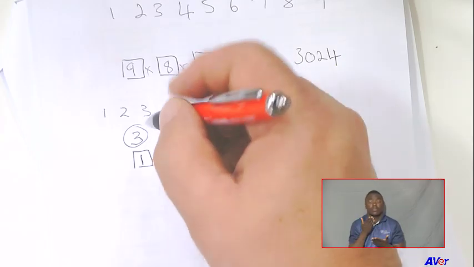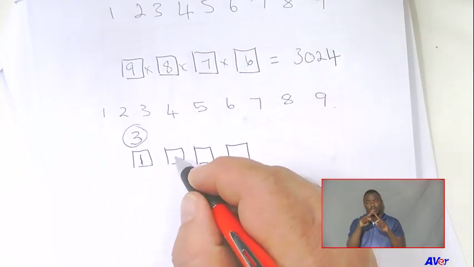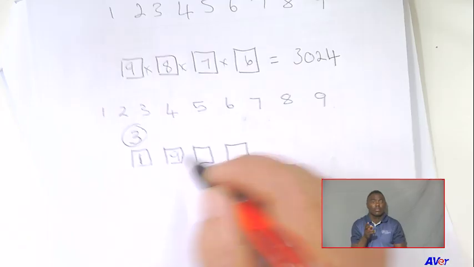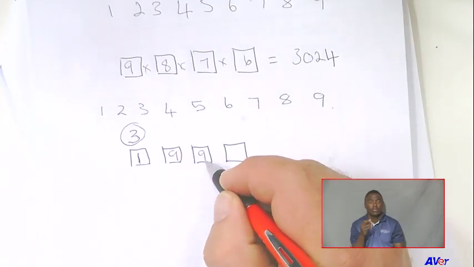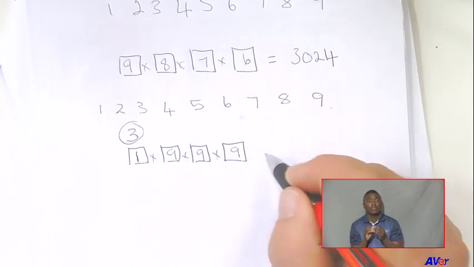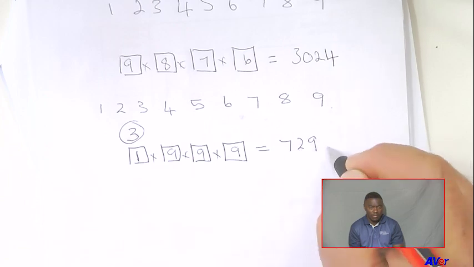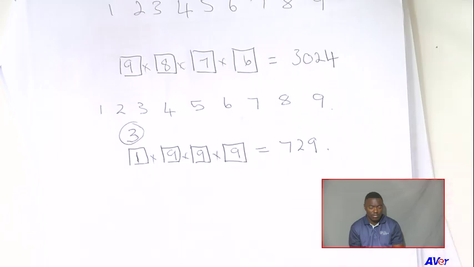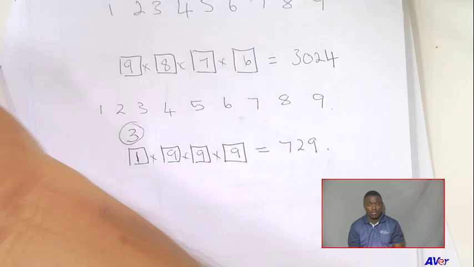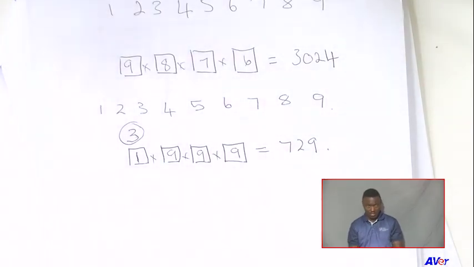So if I put 3 there, how many can I put in the second block? They may be repeated. I can put 9. The third block and the fourth block. So if I multiply that out, I will be able to get a value of 729. Is that clear? Are you happy with that? Okay.